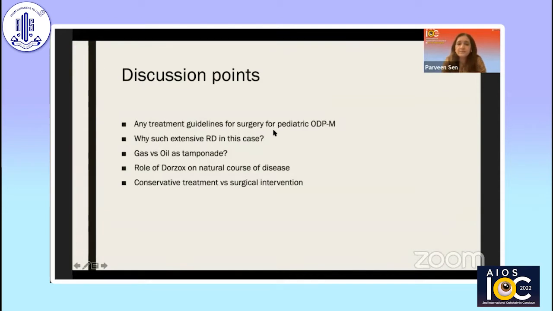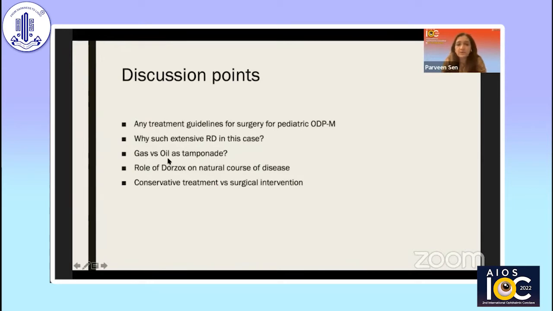That is because most of the time the optic disc maculopathy comes around something like 20 to 30 years of age and usually not seen very often. Very few pediatric optic disc pit cases are seen. Maculopathy cases are seen. So, and why such extensive RD was seen in the right eye as compared to the left eye? So would you have used gas instead of oil even in the first surgery?